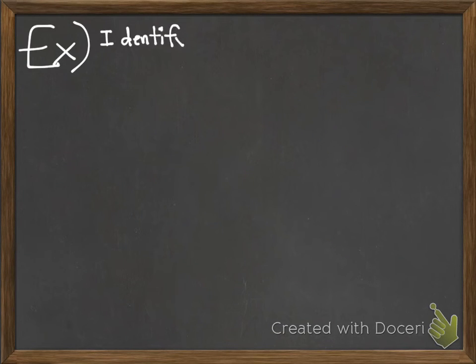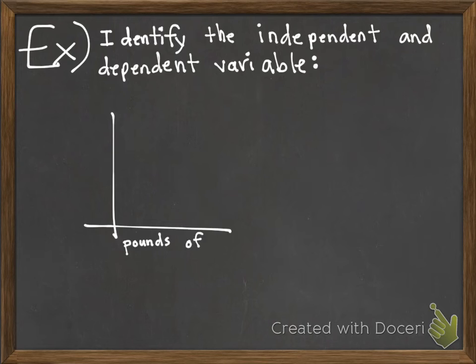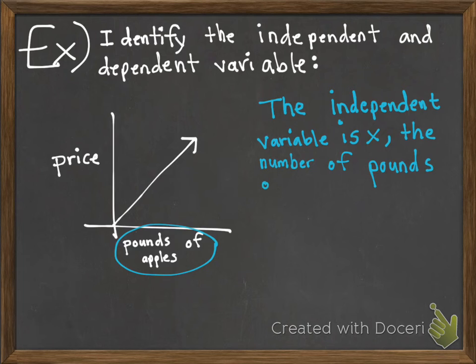Here's another example. If we have a graph and we want to identify the independent variable and the dependent variable, we first would want to look at what our labels are. The label on the bottom is the x-axis, and that would be our independent variable. So the pounds of apples would be our independent variable. When we're at the store, we can decide and plug in how many pounds of apples we want to buy.